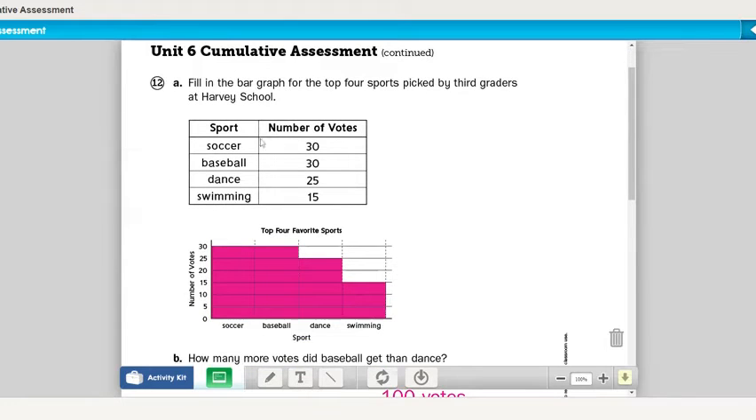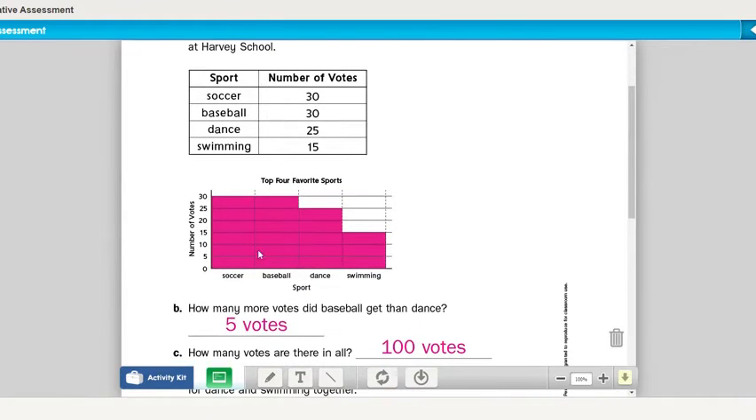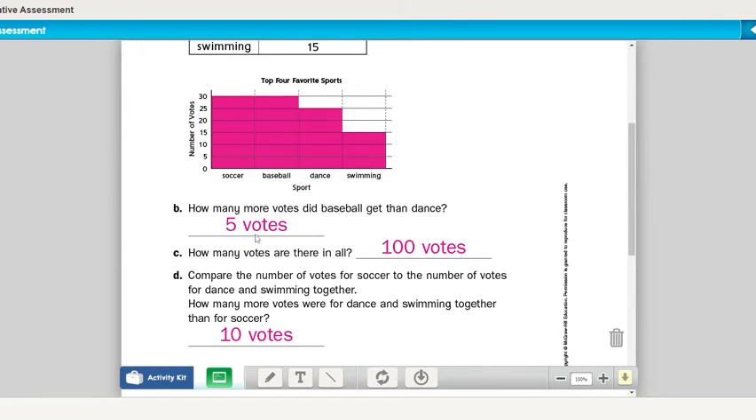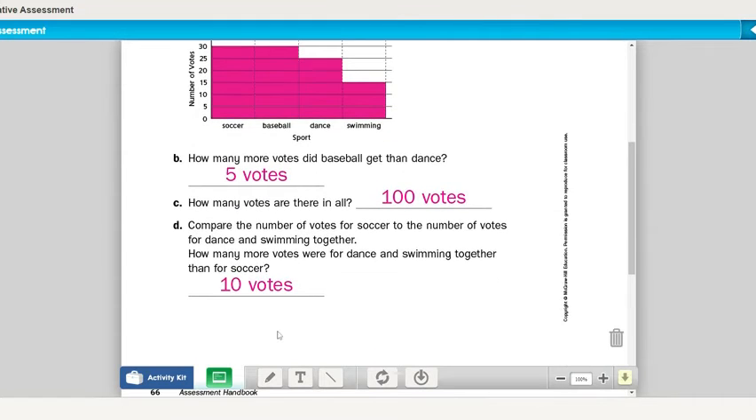Here is a chart. You have to turn the chart into a bar graph. The bar graph should look like this. Then we have some questions about the bar graph. 5 votes, 100 votes, 10 votes. Check your answers. Turning the page.